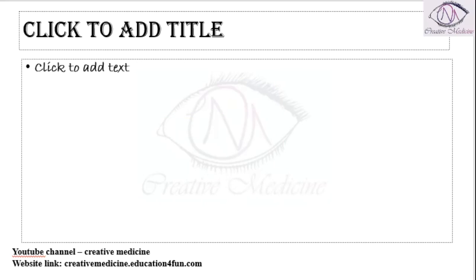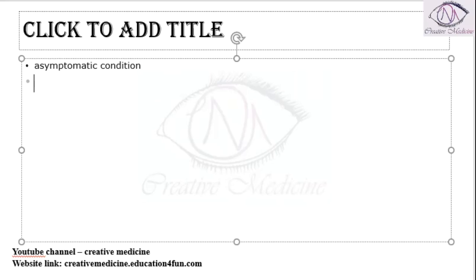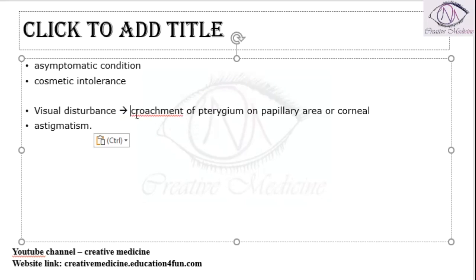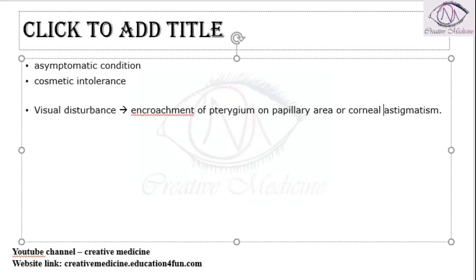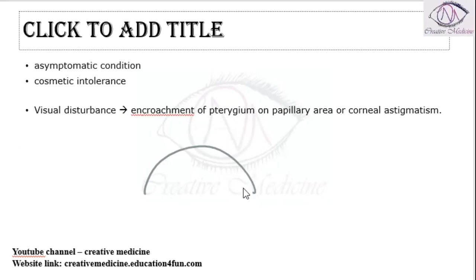In most cases pterygium is asymptomatic, and the only problem is cosmetic intolerance. Visual disturbance can occur when the encroachment of the pterygium goes into the pupil, which is when the patient will develop corneal astigmatism. If this is the eye, with the cornea and pupil, and the pterygium goes past the pupillary margin, that is when visual disturbance is seen.